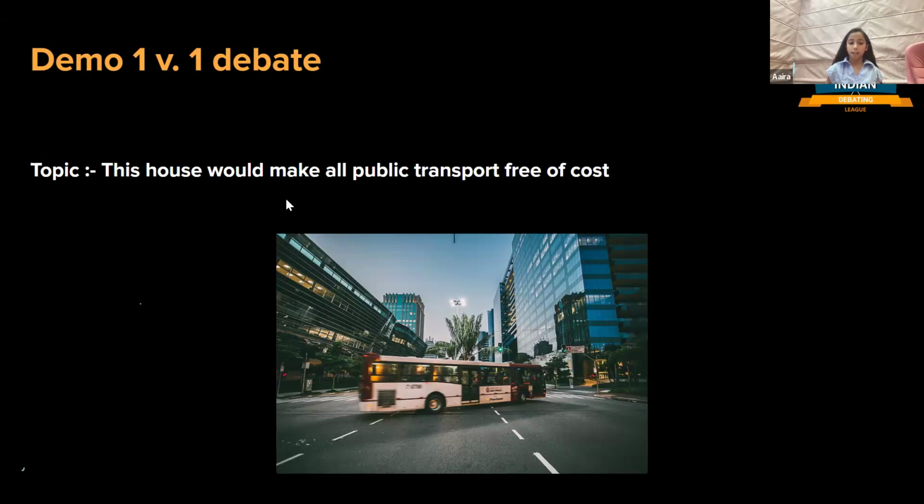In conclusion, I would like to say, while the opposition wants to keep charging for public transport, this would only lead to more inequality and pollution and fewer opportunities for those who need it the most.